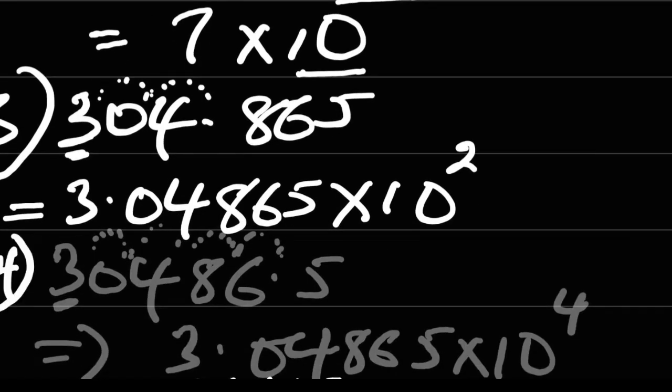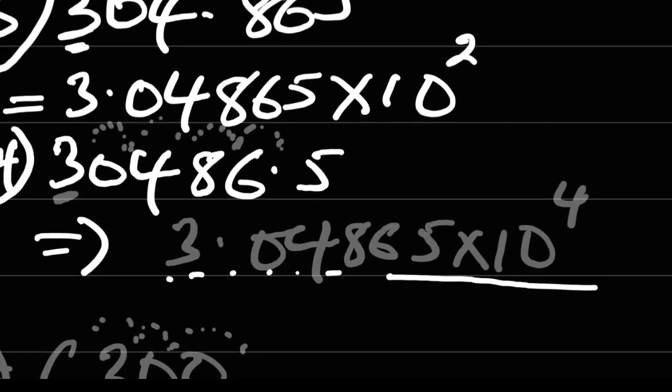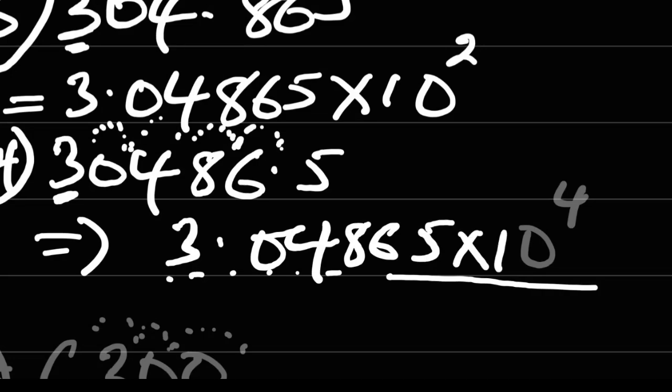Number 4, 30486.5. Standard form, the decimal would move how many times till it gets close to the first significant figure? To move 1, 2, 3, 4. So our answer will be 3.04865 times 10 raised to the power of 4, because it moved 4 times.